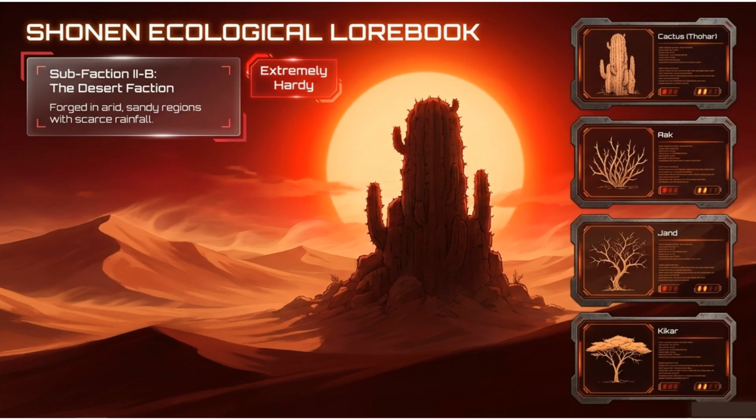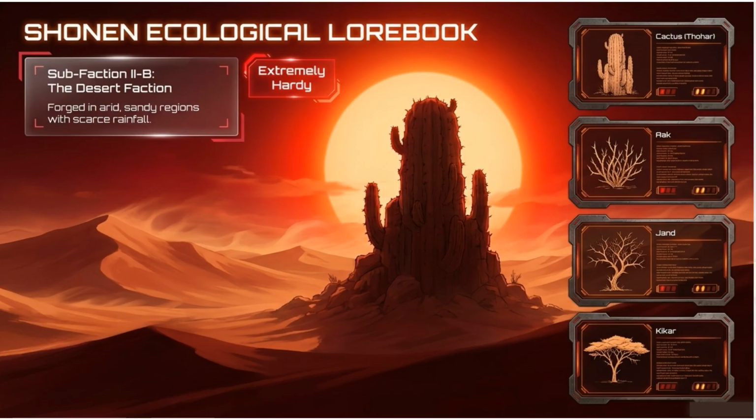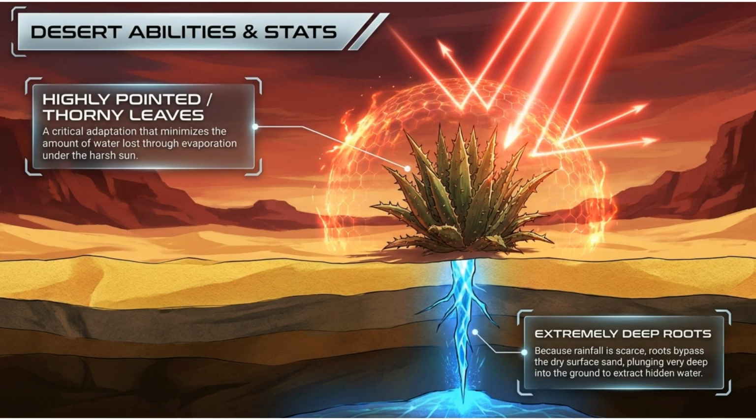These plants, such as the cactus, rack, jand, and kikar, are extremely hardy and specifically evolved for arid, sandy regions with scarce rainfall. Desert plants adapt by using pointed or thorny leaves to minimize water loss from evaporation. They also develop extremely deep roots to bypass surface sand and access hidden water.